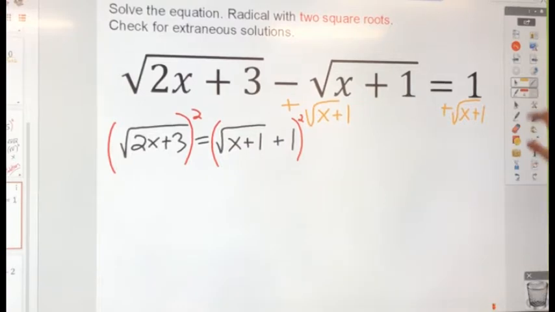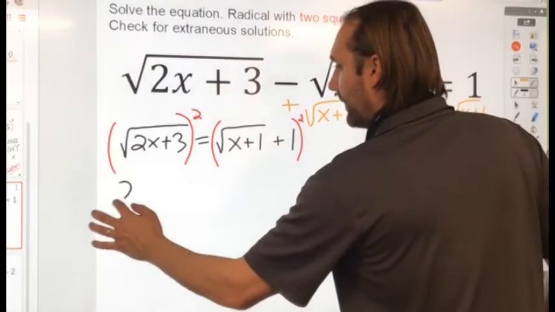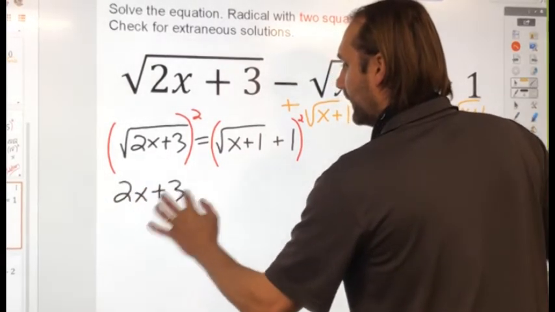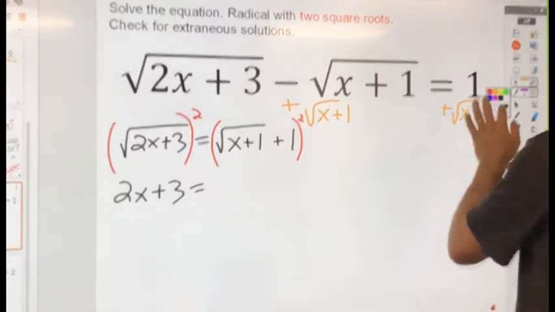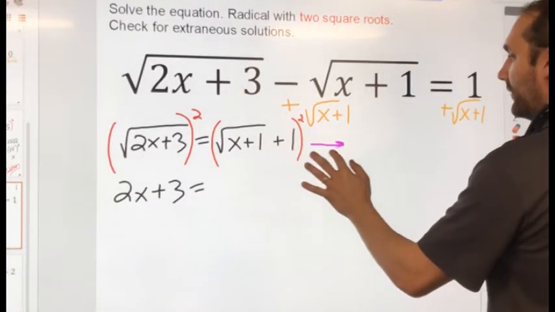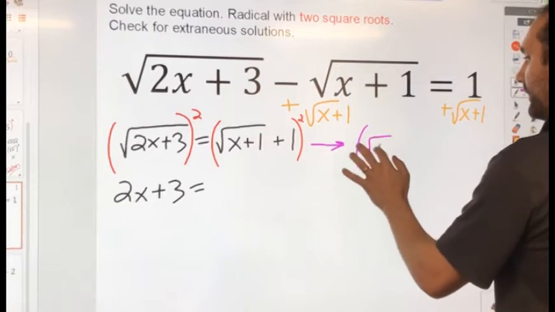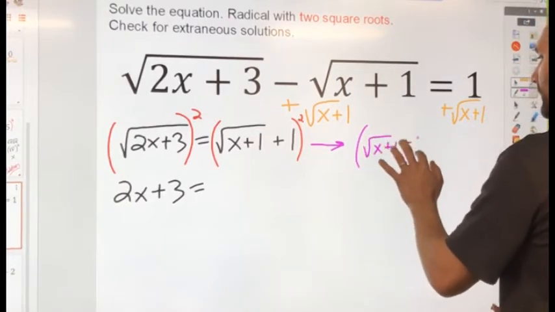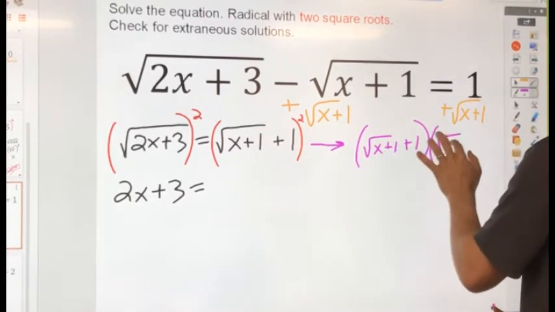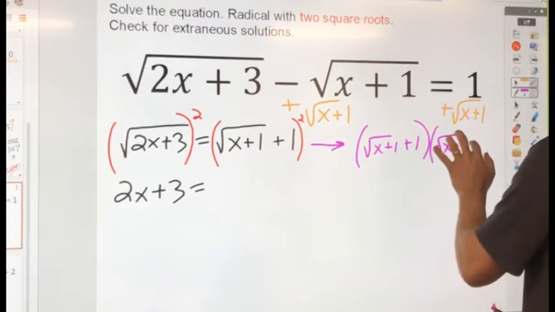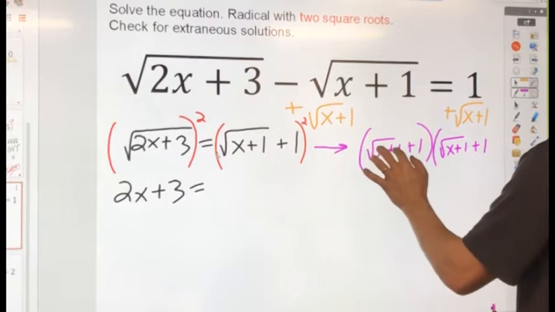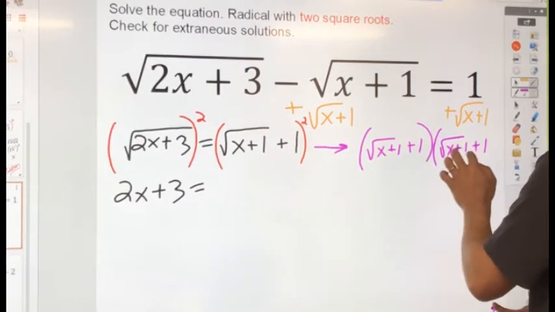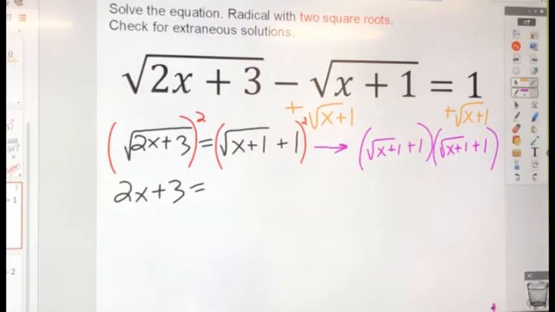All right. So that gets rid of the radical on the left. I'm left with 2x plus 3. Put this radical on the right. I hate math. To help me distribute, I need to rewrite it as square root of x plus 1 plus 1 times square root of x plus 1 plus 1. I don't want to write on it, so I'm gonna wait till you. There you go.